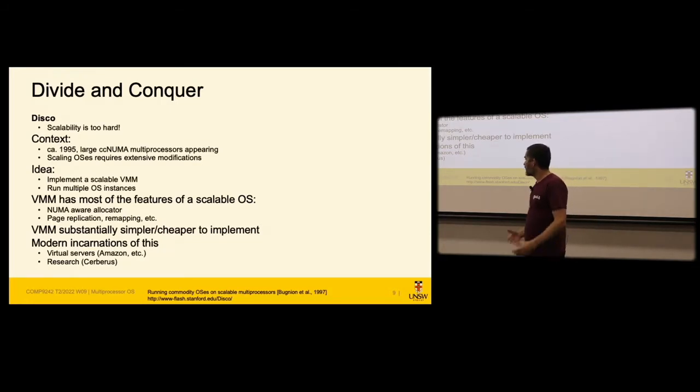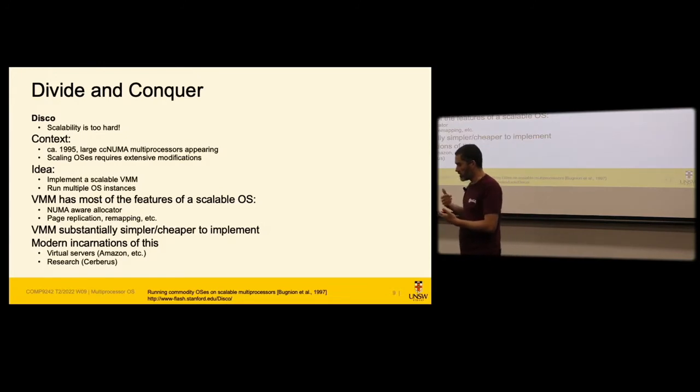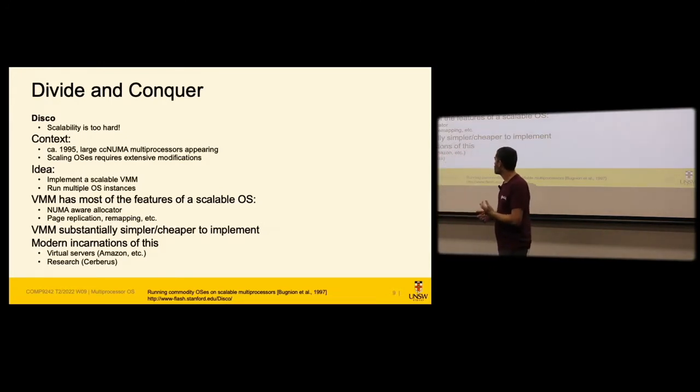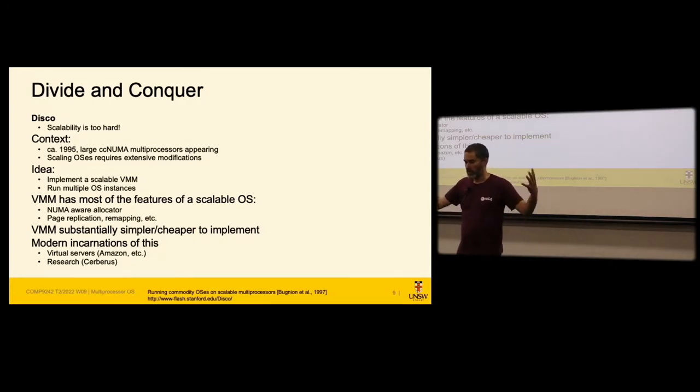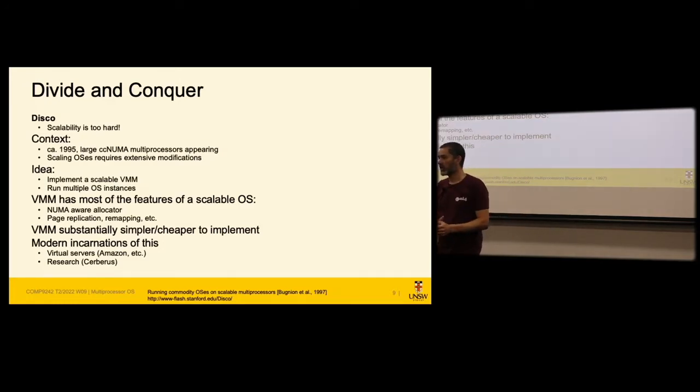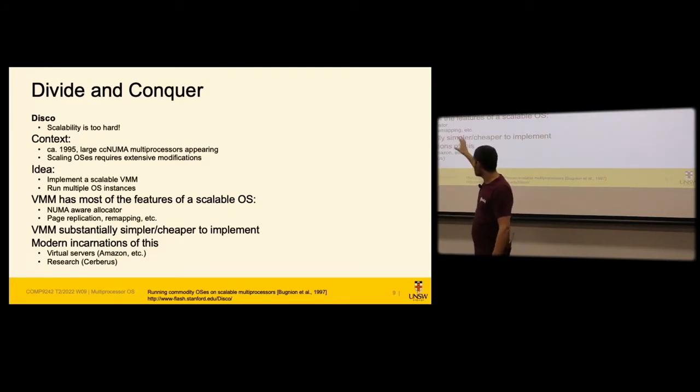Modern incarnations of this, we see this a lot now in the cloud, right? So you've got Amazon and so on. They have virtual servers. They'll have big machines, and then you'll be able to rent a 1-core or 2-core or a 4-core machine on that, right? And so you have virtual machines running on that, and others will be running virtual machines on the same computer and so on. So this idea is alive and well currently, and people are using that.